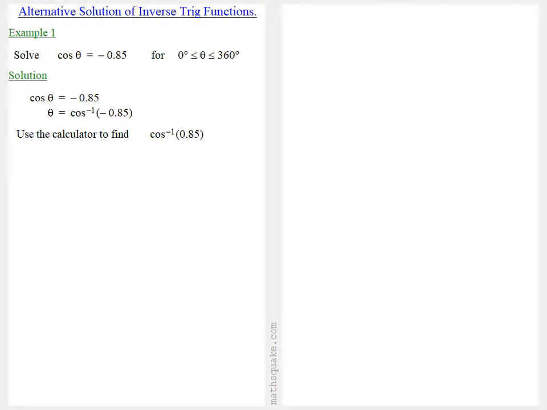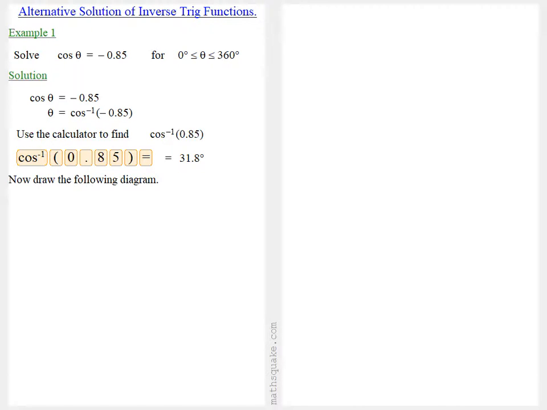We can look at an alternative method of finding inverse trig functions. Suppose we want to solve cosine of theta is equal to minus 0.85 for theta lying between 0 and 360 degrees. Well, we can start by using a calculator. The cosine of theta is equal to minus 0.85, so theta is the inverse cosine of minus 0.85. However, we look up the inverse cosine of plus 0.85. We take the inverse cosine of the positive value, and on the calculator, this gives us 31.8 degrees when rounded off to one decimal place.